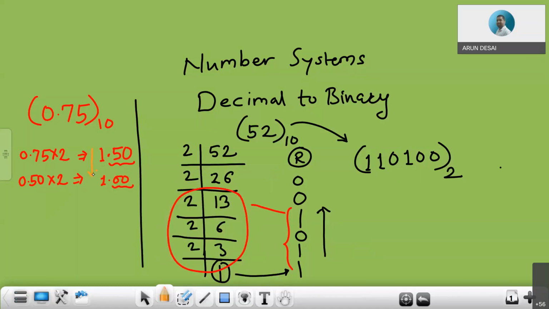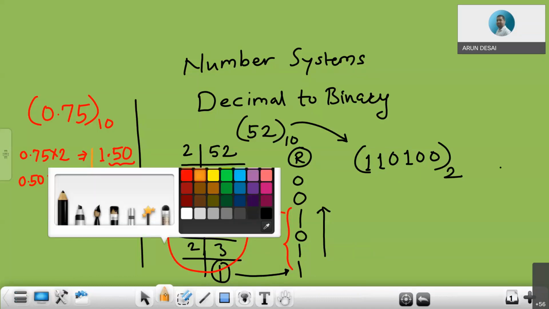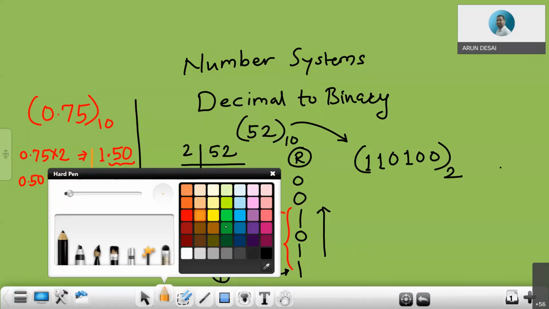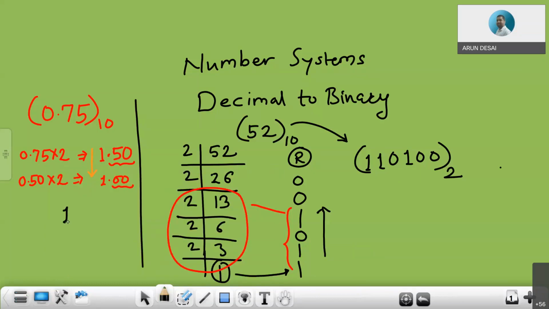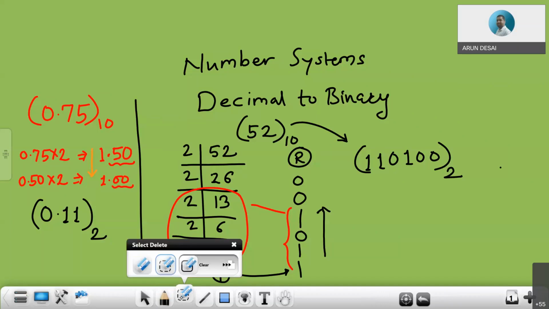Put it in this way, right? So 0.11 is the binary number for 0.75. Now I'll give you one example to solve.